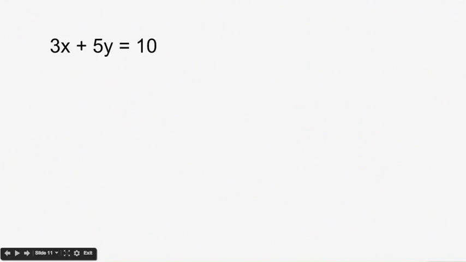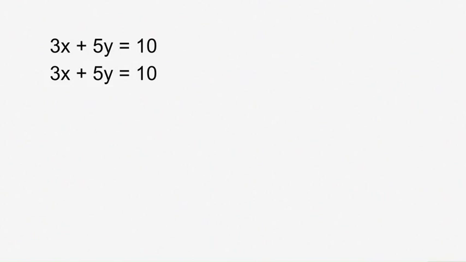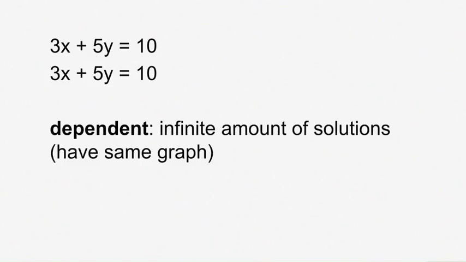Now if we look at the system of equations 3x + 5y = 10 and 3x + 5y = 10, it's the same line. And so this is what's called a dependent system, where there are an infinite amount of solutions because it's the same graph. So every value of x for the first one will have the same value of x for the second one, and the y values will be the same. And so there's infinite solutions. And so that's the three different types: your independent equations, your inconsistent equations, and your dependent equations.